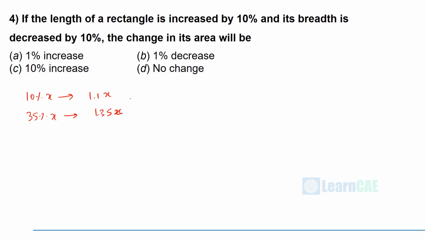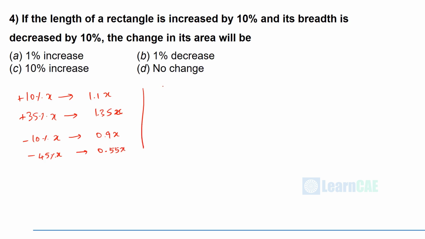So in this case, the length of the rectangle is increased by 10% and the breadth is decreased by 10%. Similarly, if there is a decrease, for example by 10%, these are all increasing values. If it is a decrease by 10%, then you have to write it as 0.9x. If it is decreased by 45%, then you have to write it as 0.55x. You have to subtract the value from 1.